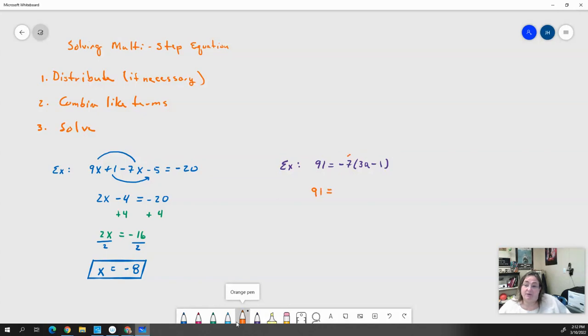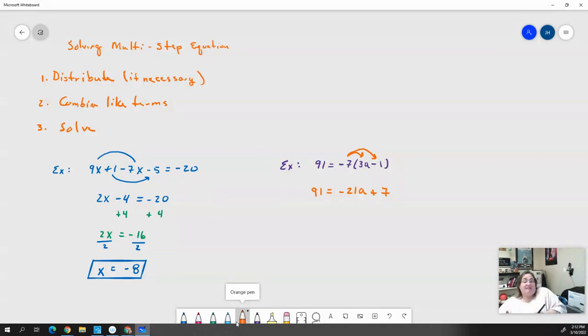And then we're going to go negative 7 times 3a. Well, negative 7 times 3 is negative 21. And so we'll have negative 21a. But we can't just multiply it times the 3a. We also have to multiply it by each piece in the parentheses. So now I have negative 7 times negative 1, which is positive 7. And so our distribution portion is done.